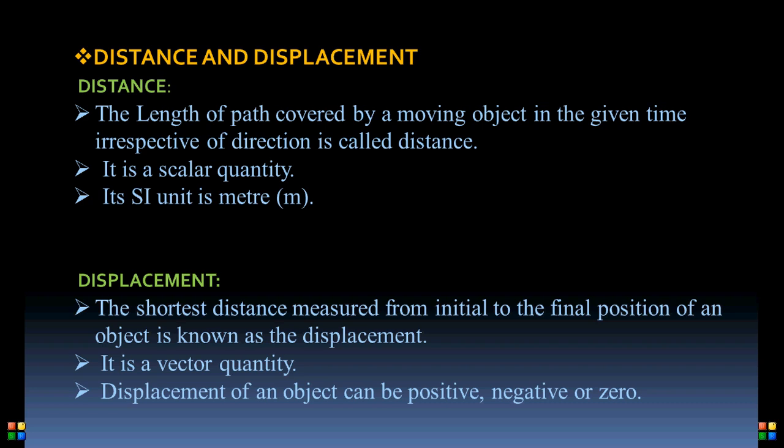Displacement, the shortest distance measured from the initial to the final position of an object, is known as the displacement. In displacement, we mention the direction as well as magnitude. So when we are mentioning the direction with the magnitude, it will be a vector quantity. So displacement is a vector quantity. Now, since the displacement depends upon the direction, the displacement can be positive, negative or zero. Now try to understand it with the help of an example.